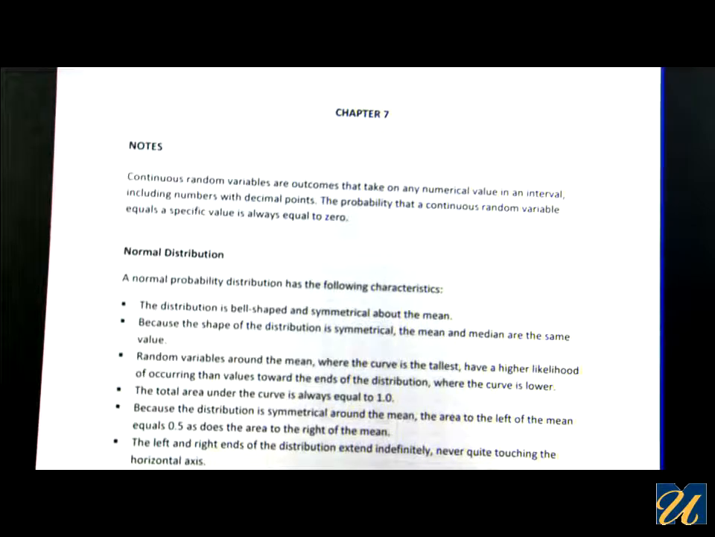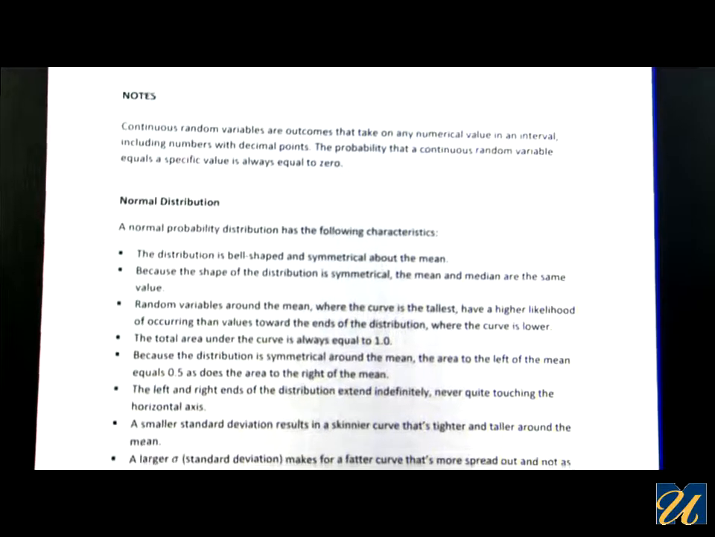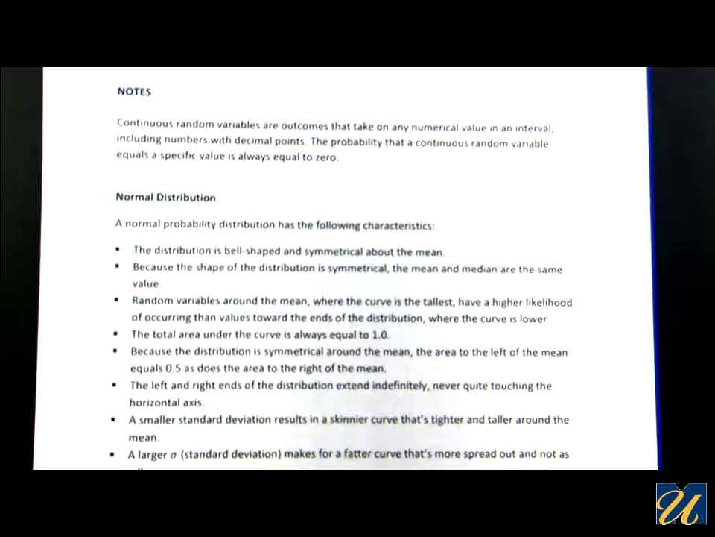Let's start with Chapter 7. In Chapter 7, we will look into continuous random variables and continuous random distributions. We start with what is a continuous random variable. A continuous random variable has outcomes that take on any numerical value in an interval, including numbers with decimal points.